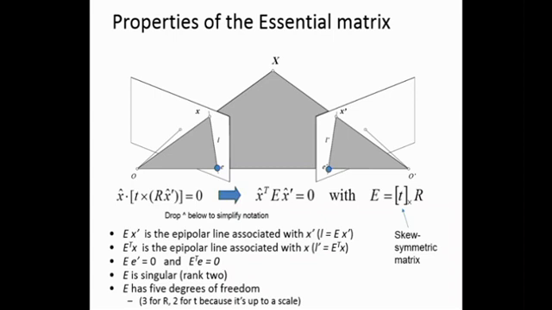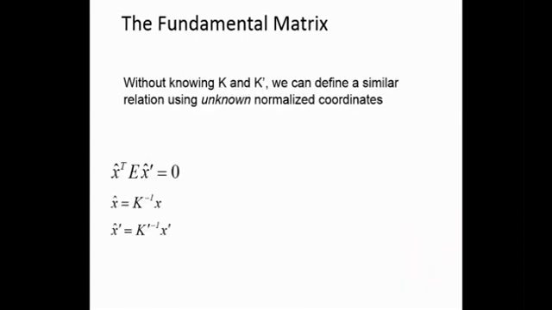So when I solve for E, it has 5 degrees of freedom, which correspond to the 3 rotation angles and the 3 translation parameters up to a scale. I'm going to get to how to solve for this in a little bit. But first, what if I don't know K and K prime?